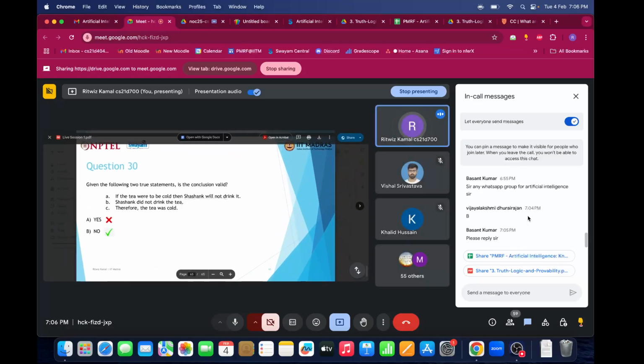Yes, to Basan, to address your query, no, there is no official WhatsApp group, but you can check with your colleagues if they have any unofficial groups. But again, that would be unofficial and would not be monitored by anyone from the NPTEL team, or by me or the instructor, Professor Deepak Khemani or Bhaskaran sir. So I would encourage use the discussion forum on Swayam for any doubts or clarifications. But yeah, up to you. You can check with your colleagues if you have any WhatsApp group or not.